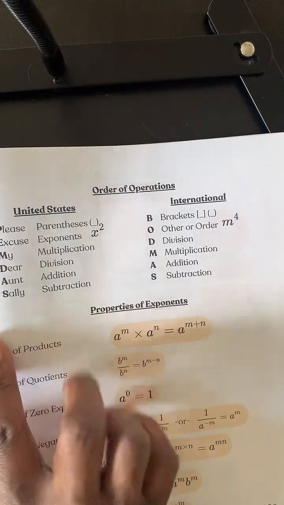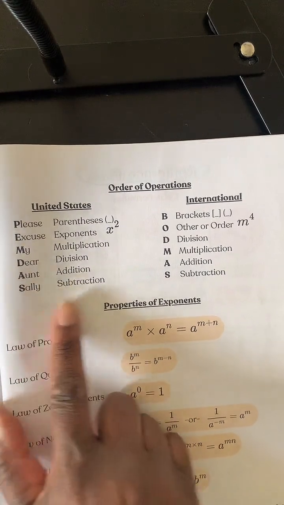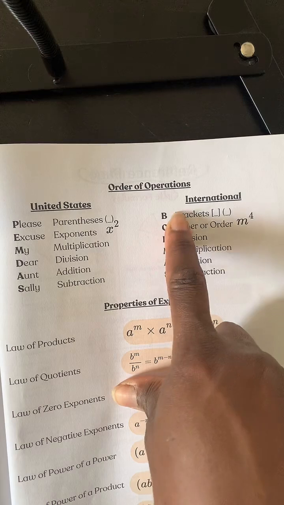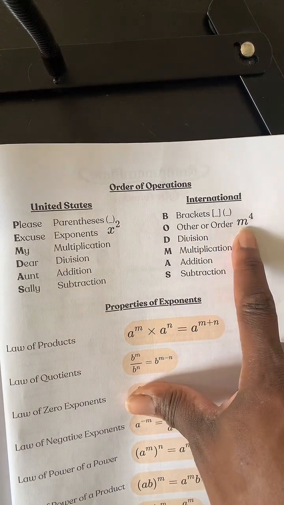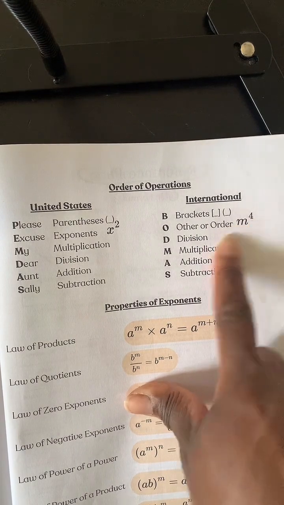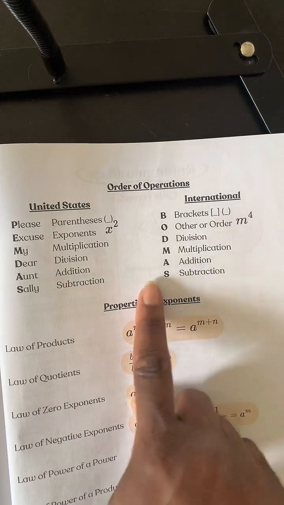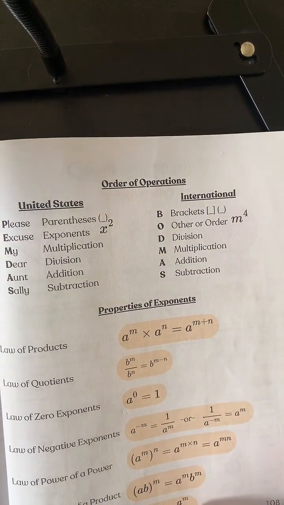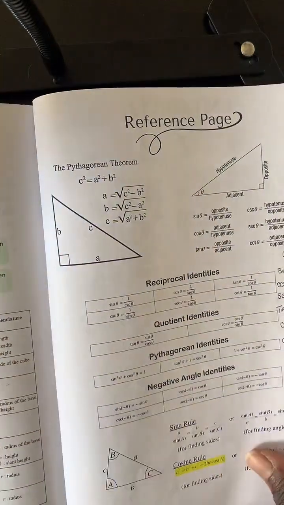Order of operations. What we know in the States is please excuse my dear Aunt Sally. But internationally, they might know it as, I forgot what they call it, BOMDAS or something like that. They do the brackets, then orders, which is your exponents, then division, multiplication, addition, subtraction. Very similar, except the D and the M are switched up. Okay? Properties of exponents is also part of the listing.